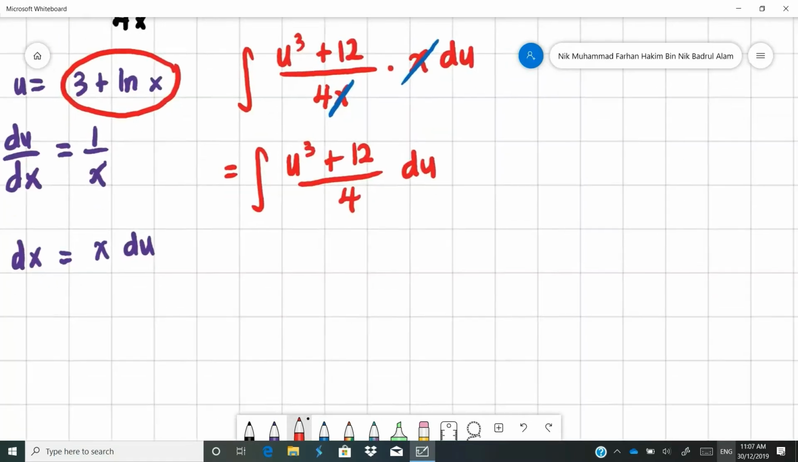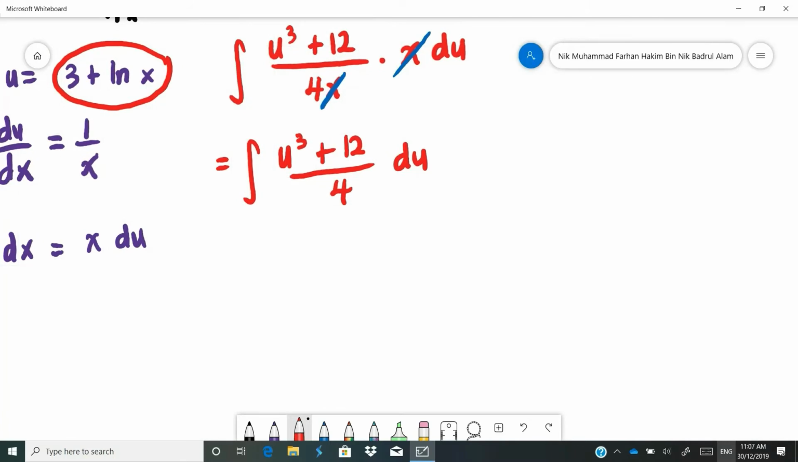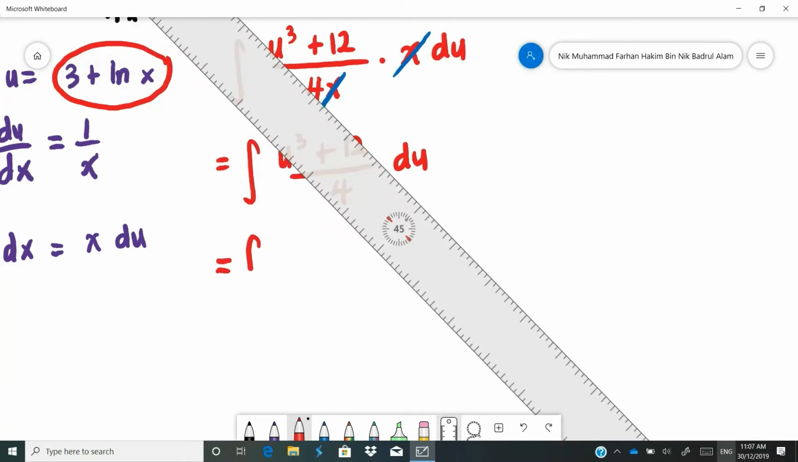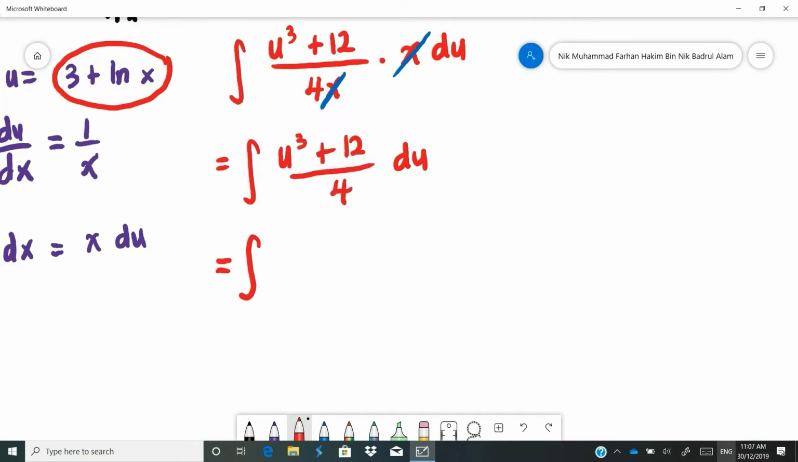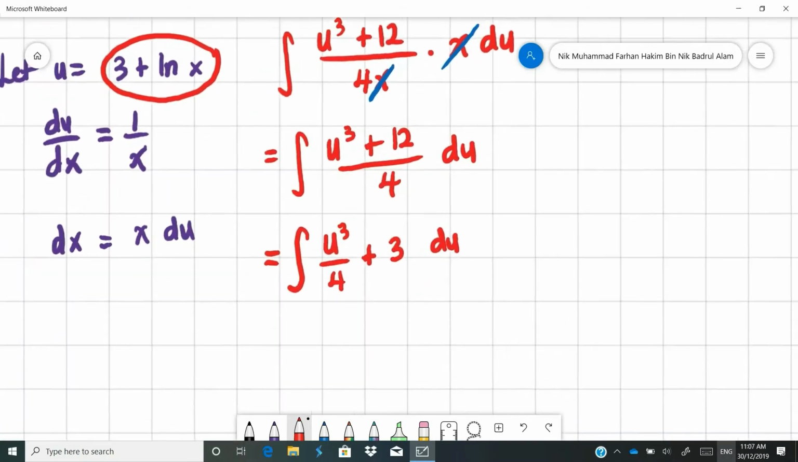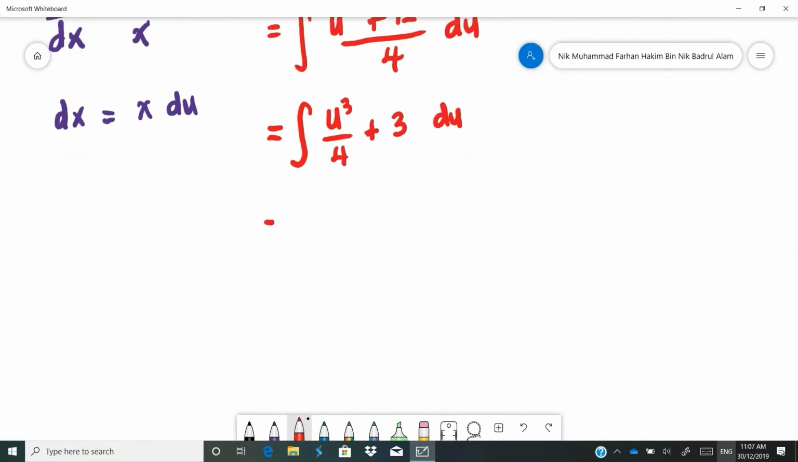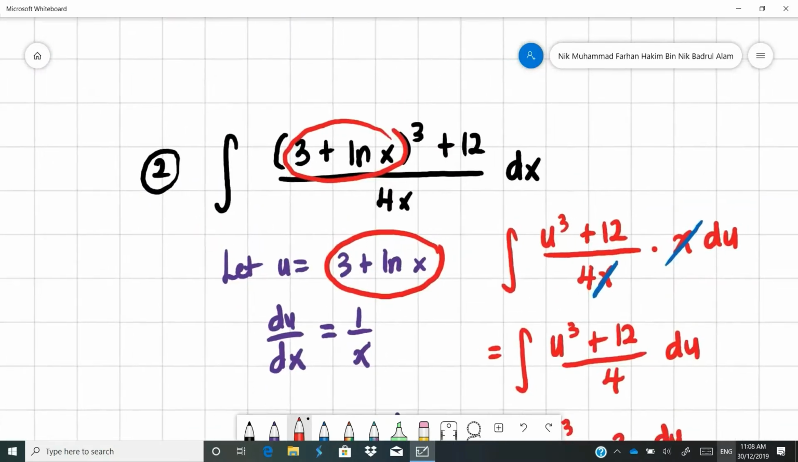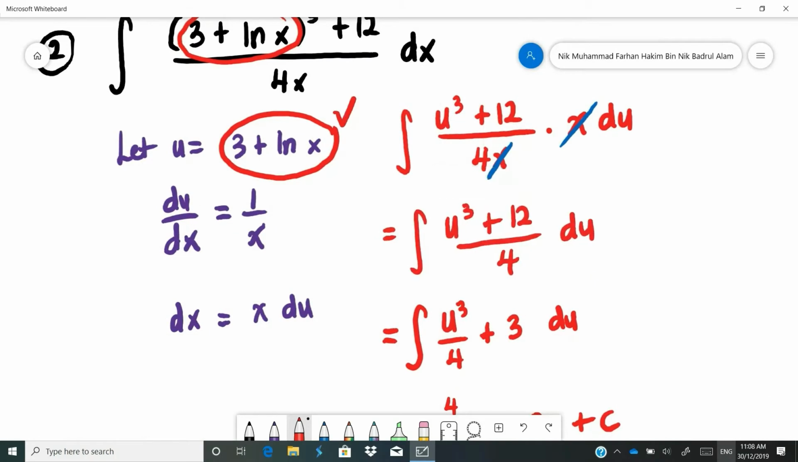du. All right. In this case, you try to simplify first, meaning that you have to separate it, all right? So u to the power of 3 over 4 plus 12 over 4 is actually 3 du. All right, so everything is in u now, no x anymore, so you can integrate it. So you'll have u to the power of 4 over 4, the initial one, and the new power is 4, plus 3u plus c. So substitute back, u is actually this one, 3 plus ln x.